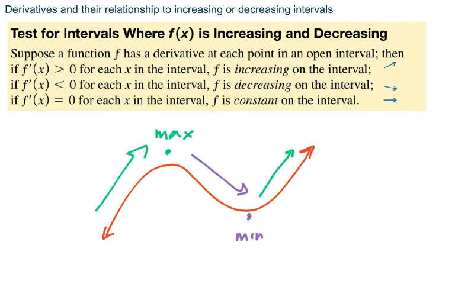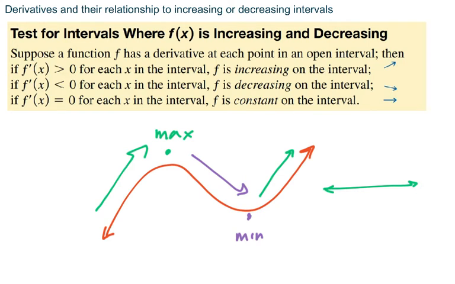So we know what increasing, decreasing, and constant looks like. Constant is just a horizontal line. There is no change. There's no rise or fall. So let's compare what we know about derivatives to this increasing, decreasing, and constant logic.